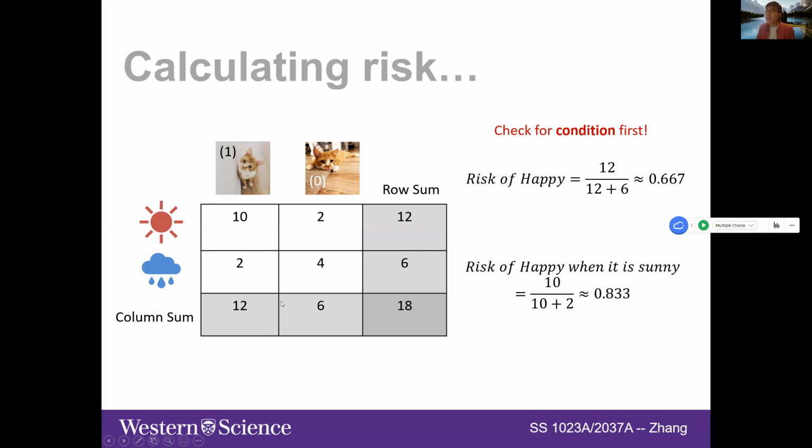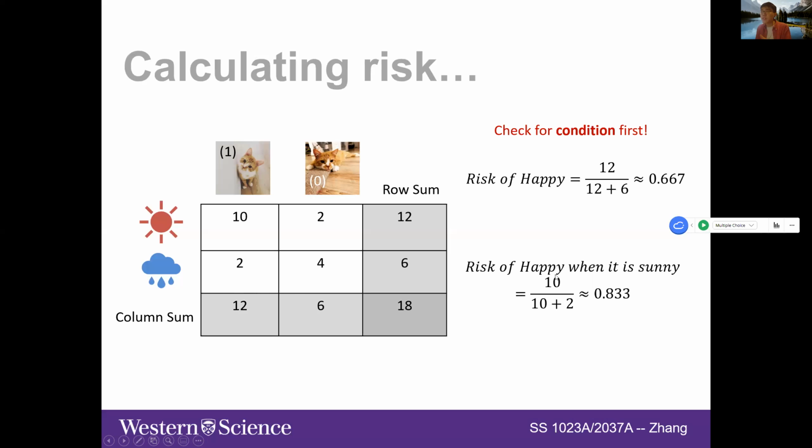So the important thing here is to always remember to check the condition first. Like the first one, we don't have any condition. We just look at the risk of being happy in general. So in that case, what we are looking at is the marginal distribution. From the marginal distribution, we compute the percentage of such categories in the total distribution.